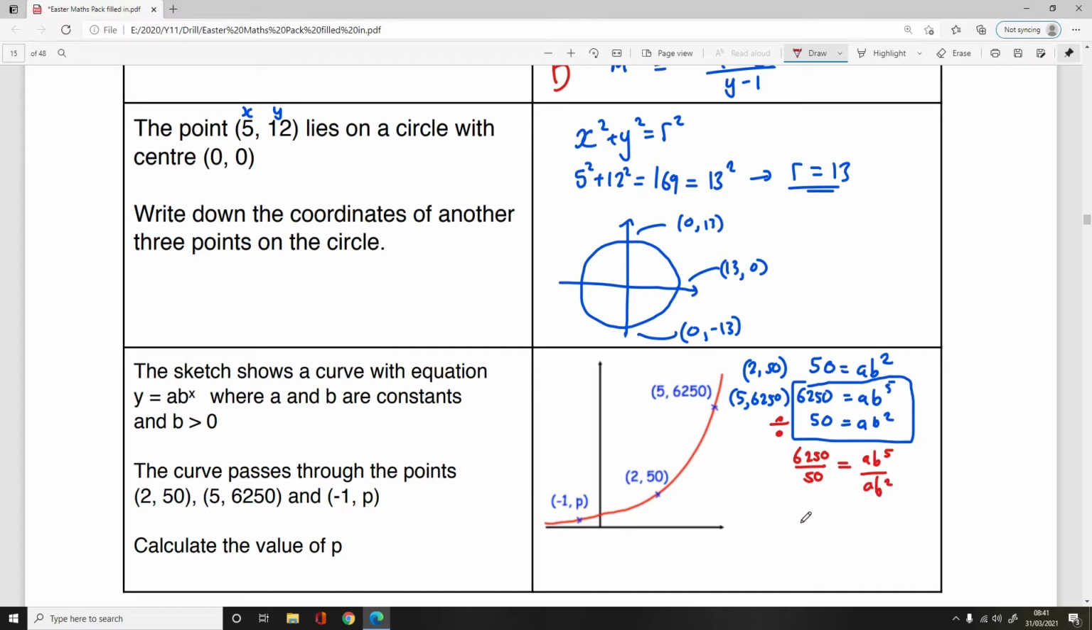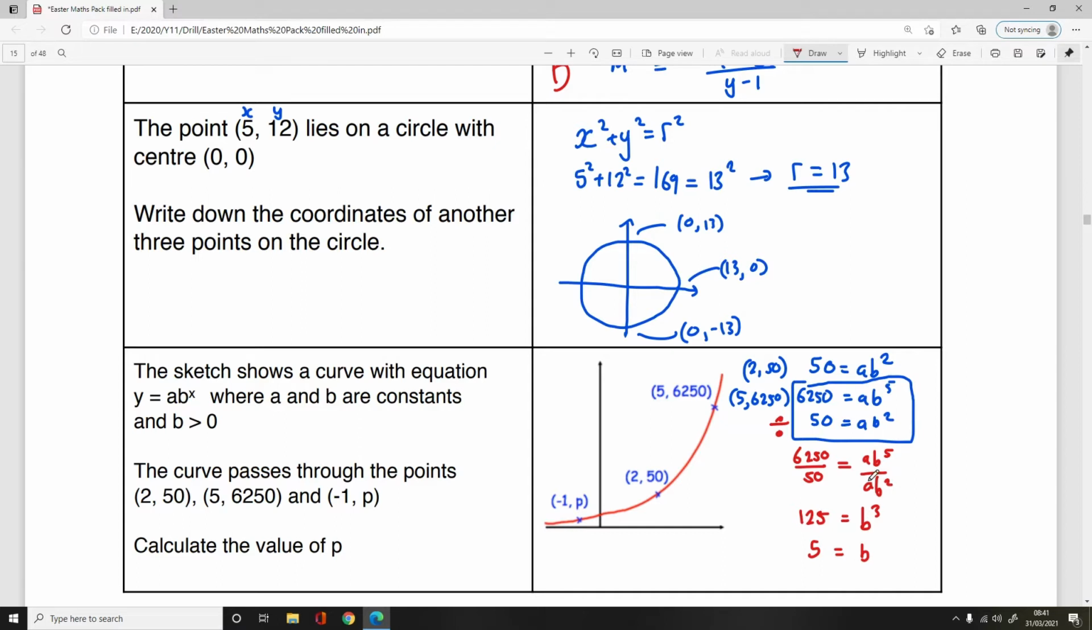So the left side simplifies to 125. The right side, what happens with that? A divided by A cancels out. b to the 5 divided by b squared, you subtract the powers, so it's b cubed. So we can get straight away that b cubed is 125, and we can cube root that to get that b equals 5. Okay?